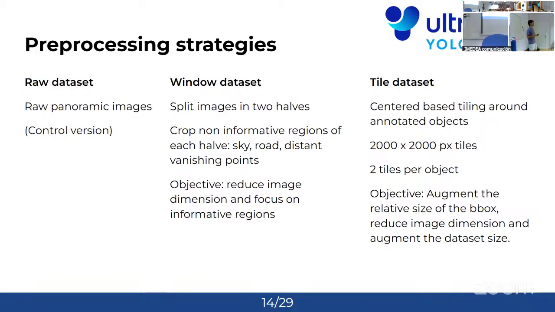We also augment the effective size of the dataset, because we do 2 tiles per object. So if we had 5,000 objects, then we will have 10,000 images. And we also increase the relative size of the bounding box, because it occupies a major part of the image. So we try to solve a little bit the problem of the size imbalance.